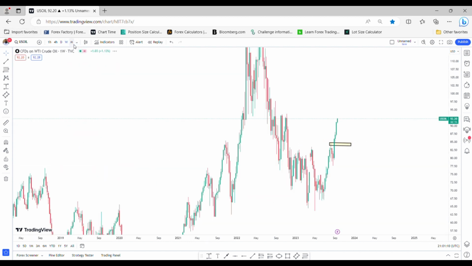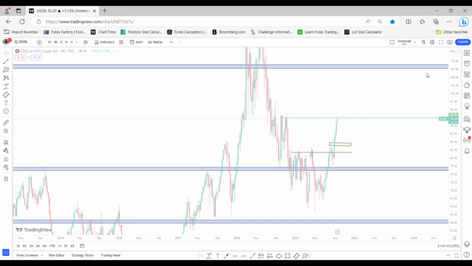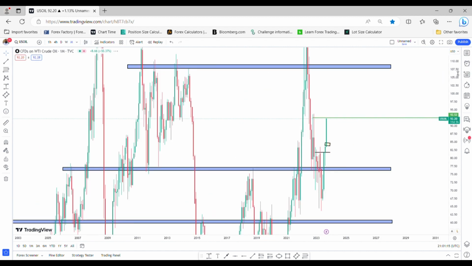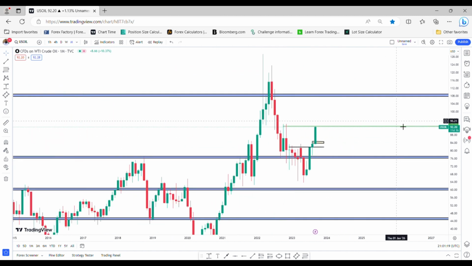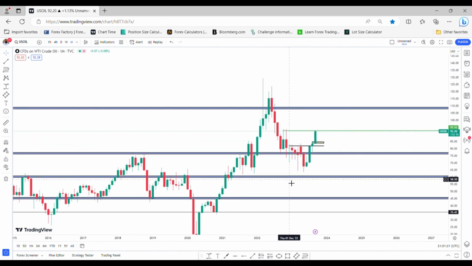Let me just have a bird's eye view of what is happening on the monthly time frame. This is exactly how I go about trading the financial market. The top-down analysis is king, price action is king.